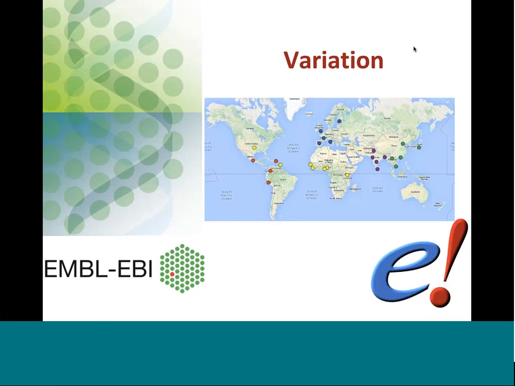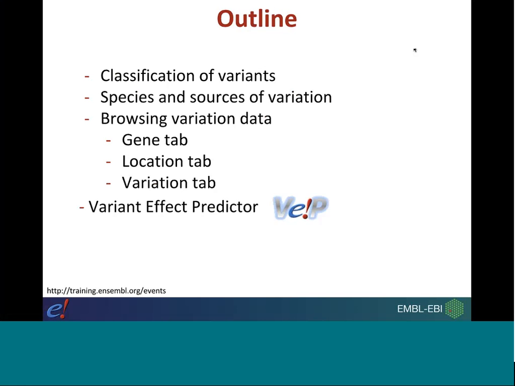Okay, so now we're going to start thinking about the variation data in Ensembl. First we're going to think about how in Ensembl we classify variants. We're going to think about what species have variation data within Ensembl and where Ensembl gets that variation data from, so the sources and the databases that we retrieve the variation data from to display. Then we're going to think about accessing the variation data through the Gene tab and the Variation tab in Ensembl. And then we're going to look at this tool for analyzing and predicting the effects of variants. It's called the Variant Effect Predictor.